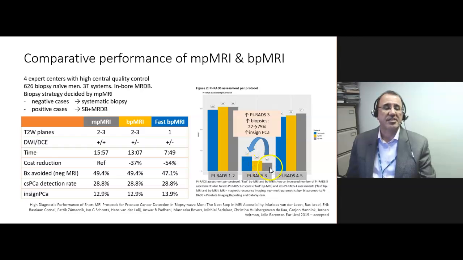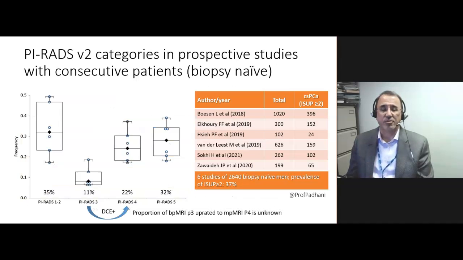You can see this is multiparametric, this is biparametric, and this is fast MRI. Remember, fast MRI was a single plane MRI. So even if we ignore this, we can see there's a 20% increase in the number of indeterminate cases using a biparametric approach. So we know now that PIRADS 3 roughly should be between 10 and 15% of your cases. A lot of people have 1 in 5 will be PIRADS 3 cases.